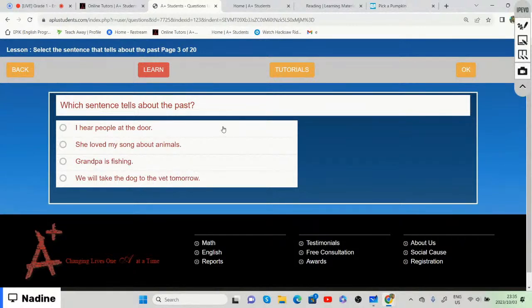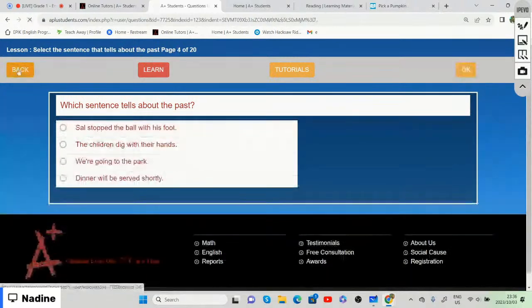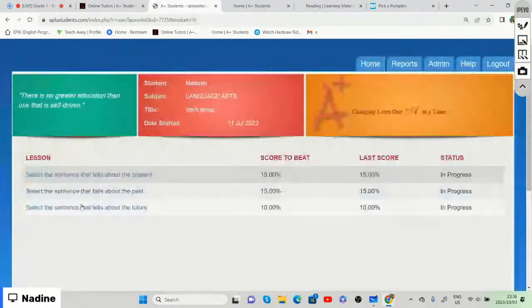And if we choose a sentence that tells us about something that already happened, then we will say, she loved my song about animals. Loved, and it ends in ed. All right, so far we selected the sentence that tells us about the present that is happening now, and that tells us about the past that happened already.